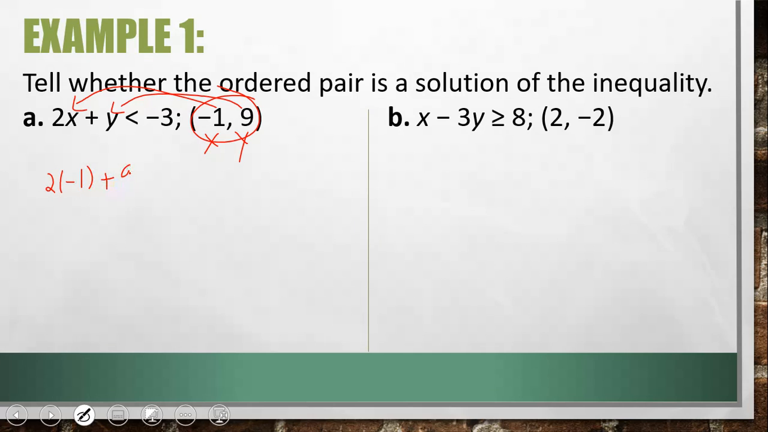So if we plug in our x value, we're going to have 2 times negative 1 plus my y value of 9 is less than negative 3. Have to know your inequality symbols. Make sure we know that that's a less than symbol, and let's see if we end up with a true statement or not. 2 times negative 1 is negative 2, plus 9. Is that less than negative 3? Negative 2 plus 9 is a positive 7. 7 is less than negative 3. This is not a true statement. This is a false statement, and therefore negative 1, 9 is not a solution.